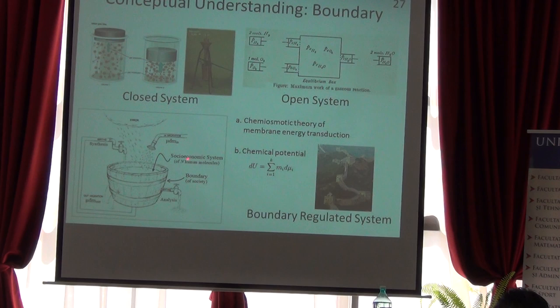And the same with the in-migrations and the out-migrations. Here's migration in, here's migration out. So when you talk about boundaries, this is an example of a socioeconomic boundary. Just like I talked about, all thermodynamics comes from this. It's a very simple model.